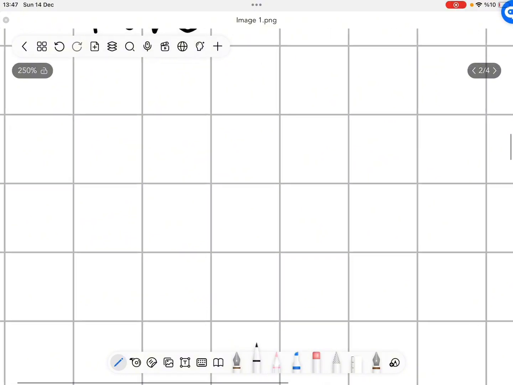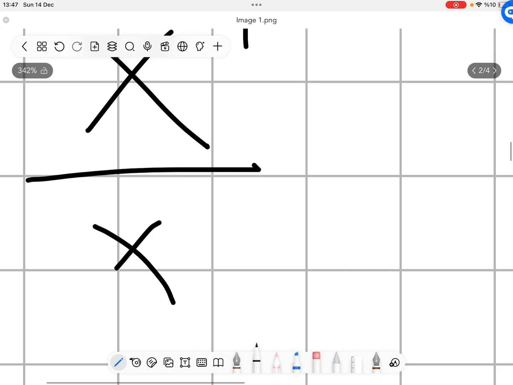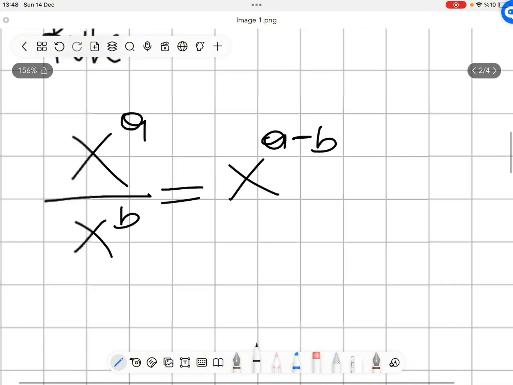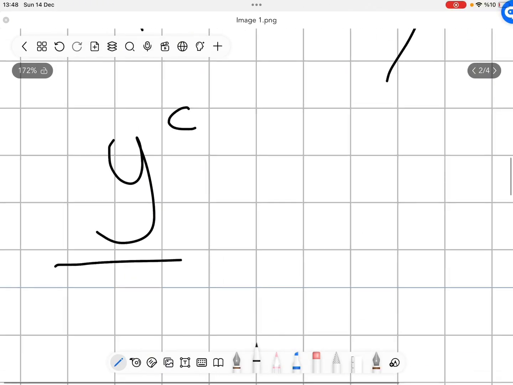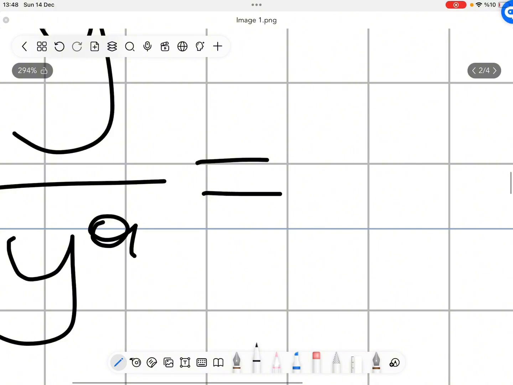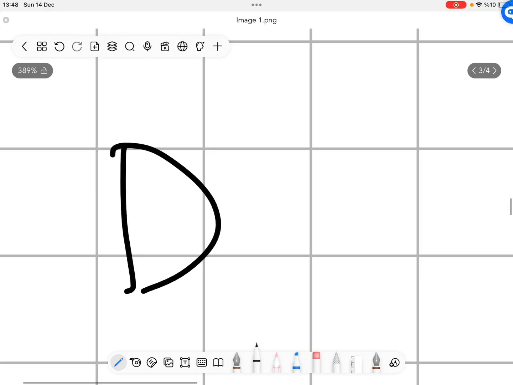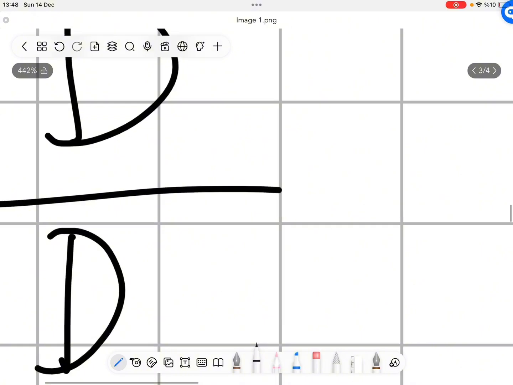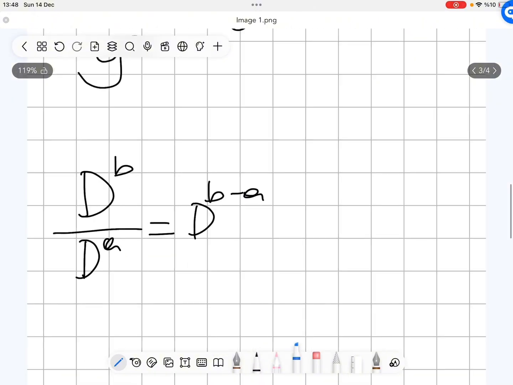The rule is so simple. If you have the number x to the power of a divided by x to the power of b, it is actually equal to x to the power of a minus b. Or we can write it down, y to the power of, let's say, c divided by y to the power of a is equal to y to the power of c minus a. Or the last example, d to the power of b divided by d to the power of a is equal to d to the power of b minus a.